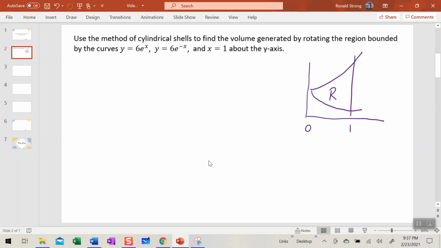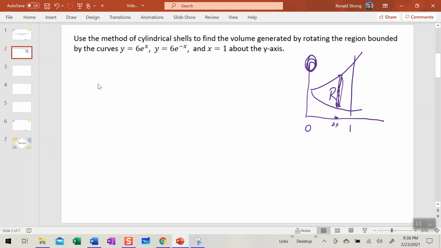To draw a representative rectangle in this region, the rectangle is going to be vertical, because remember, using cylindrical shells, the rectangle is always parallel to the axis of rotation, which is the y-axis. So we're rotating it about the y-axis here. And so the integration is along the axis that is the width of the rectangle. So we're going to be integrating with respect to x.